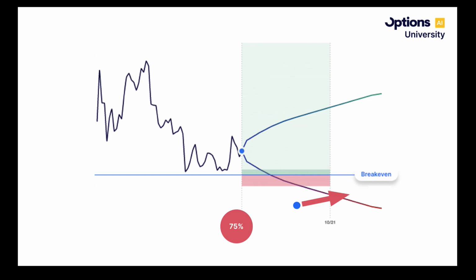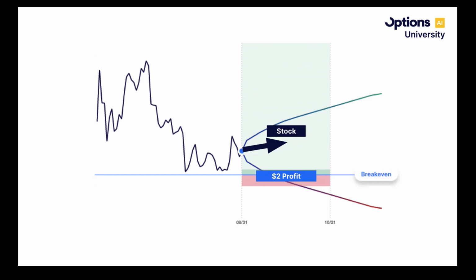Now let's take the same example, a credit put spread, but this time let's have the stock advance higher. In this case, the credit put spread is profitable. Having been sold at $4, it is now trading at $2 for a $2 profit mark to market. Time is on this trade's side. We want the stock to continue higher or at least not go lower.